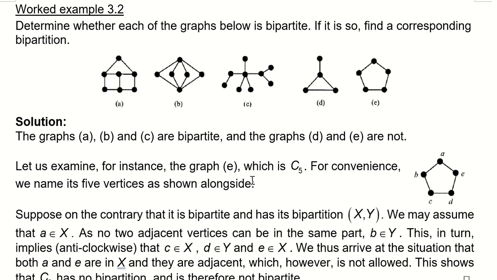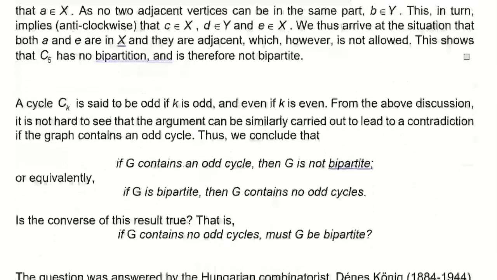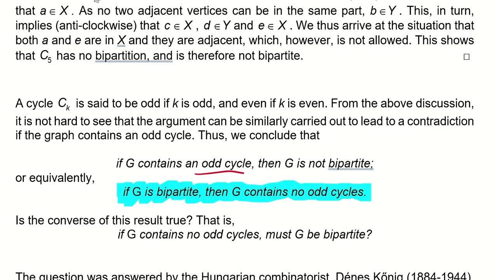Surely, D and E are not bipartite because they contain a triangle and a pentagon. If we try to color the vertices black and white, it is not possible. So with this, we can see that if it contains an odd cycle, then it is not bipartite. Or equivalently, we say that if it's bipartite, it contains no odd cycle. And this is a very important criterion to determine whether a graph G is bipartite or not.